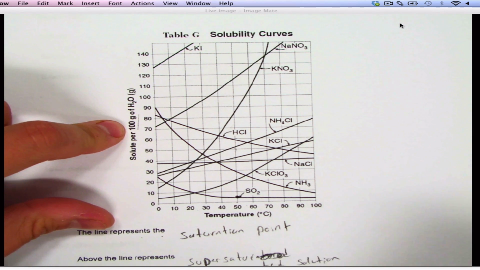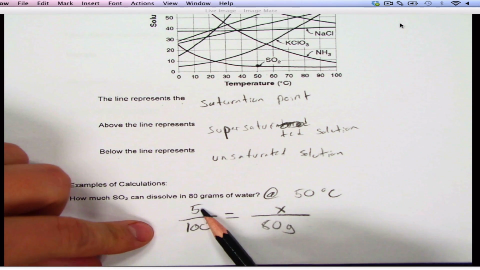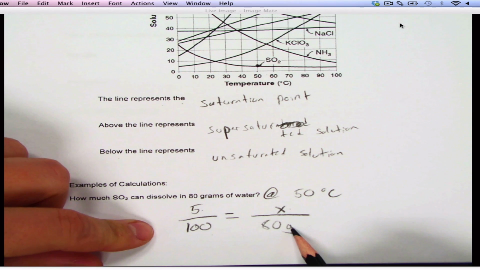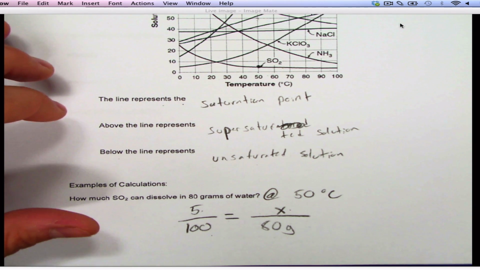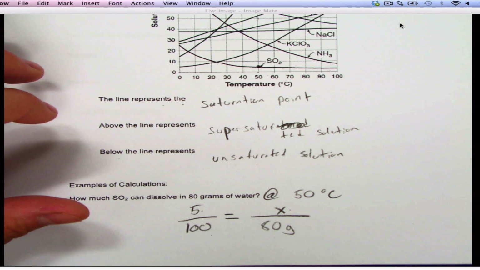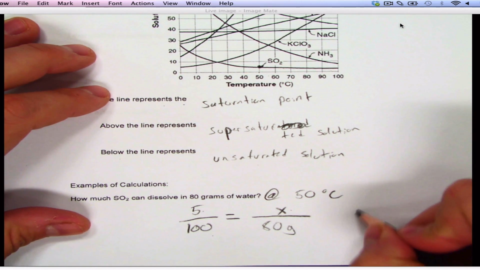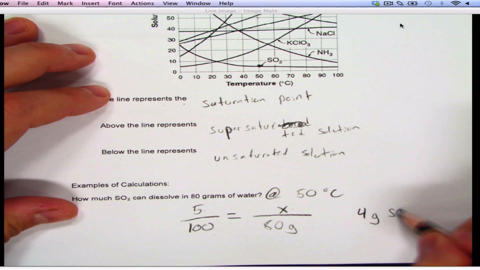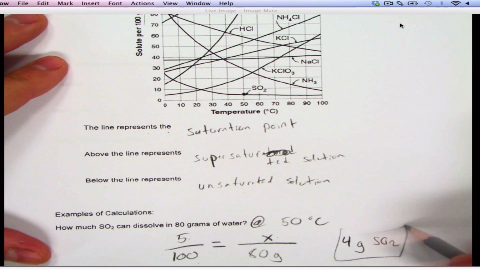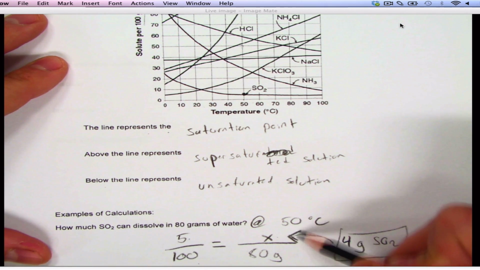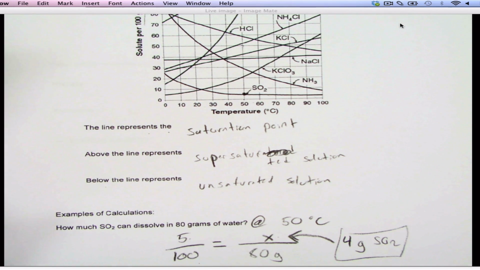Now it's asking how much can I dissolve in 80 grams of water. So here's the equality I just figured out. I know I can dissolve 5 in 100 grams. How much can I dissolve in 80 grams? I'll just do a little cross multiplying. 80 times 5, that'd be 400. 400 divided by 100, that would obviously be 4. So I can dissolve 4 grams of SO2 at 50 degrees. So you can set up a proportion to figure out how much you can dissolve in various amounts of water, and that should also hold true.